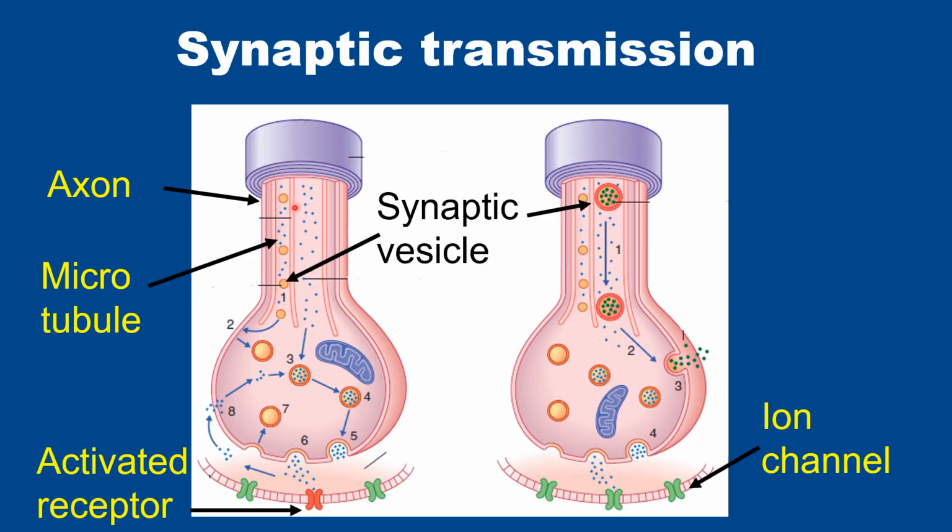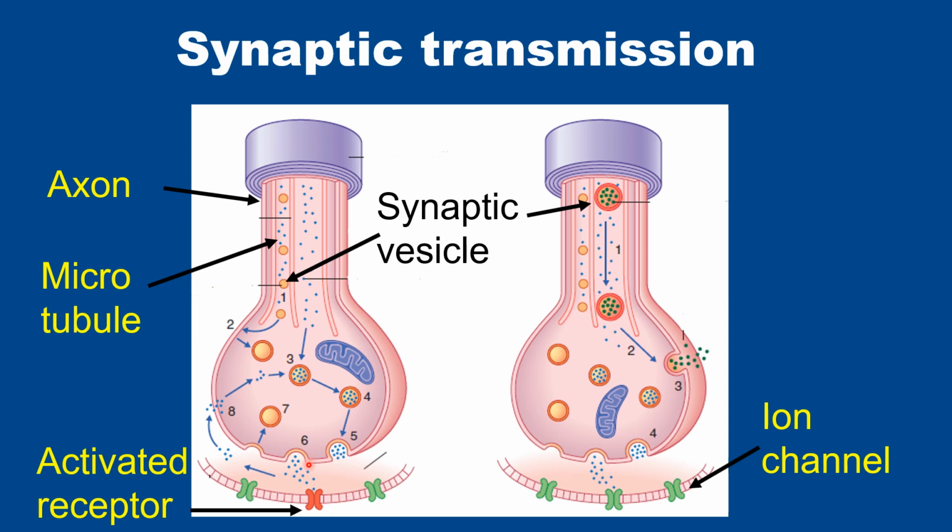The synaptic vesicles are synthesized or formed in the cell body from the Golgi apparatus. They are transported to the axonal terminal by axoplasmic transport with the help of neurotubules, and they fuse with the presynaptic membrane and release the neurotransmitter.